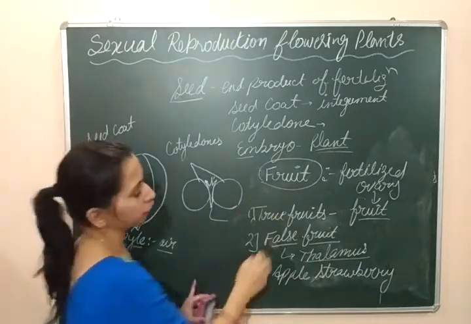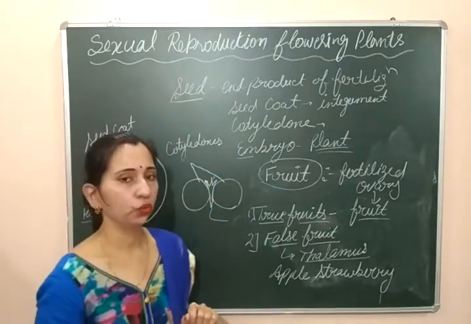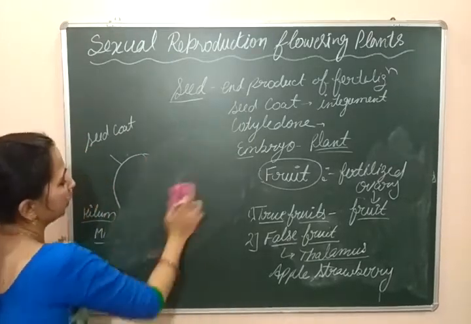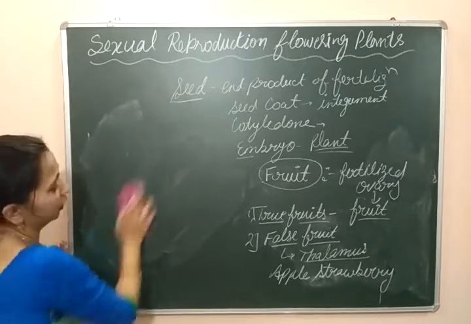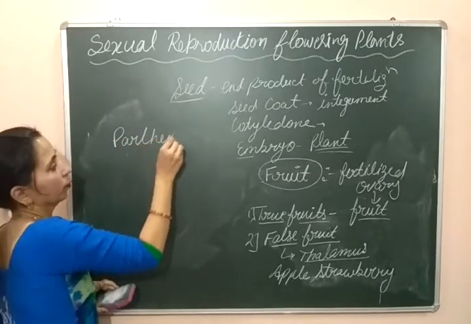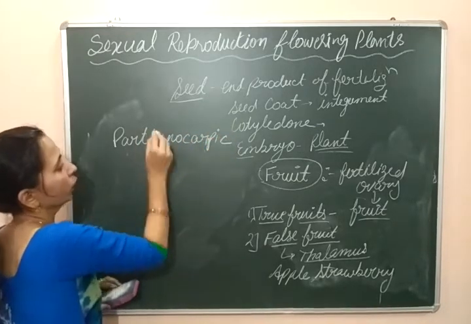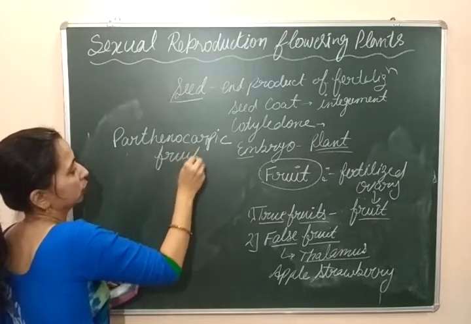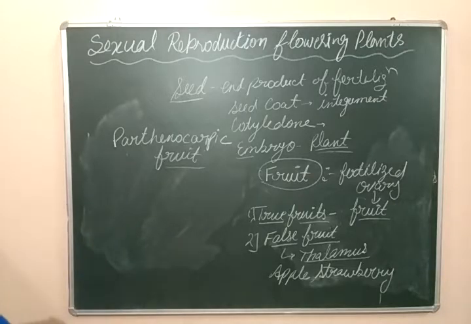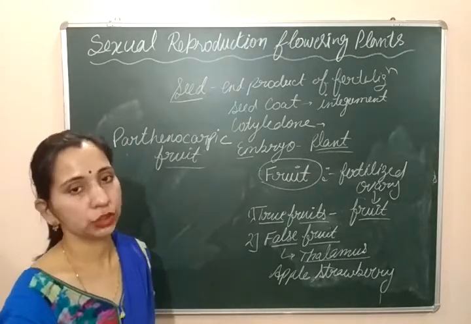Besides these two types of fruits, true fruits and false fruits, we have one more type of fruit that is known as parthenocarpic fruit. अब हम एक और तरीके के fruit के बारे में बात करेंगे and it's also a very important topic. Parthenocarpic fruit. What is the meaning of this? What is parthenocarpic? Let's see. Parthenocarpic fruits are the fruits which are formed without the fertilization process.